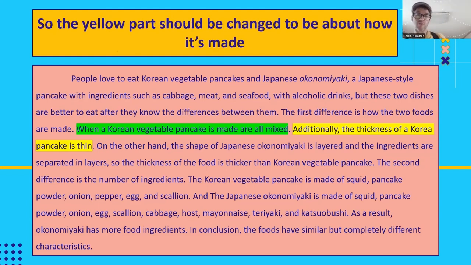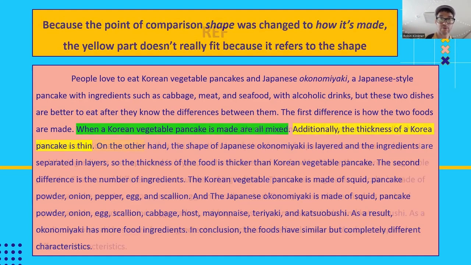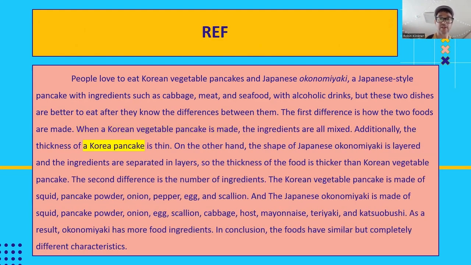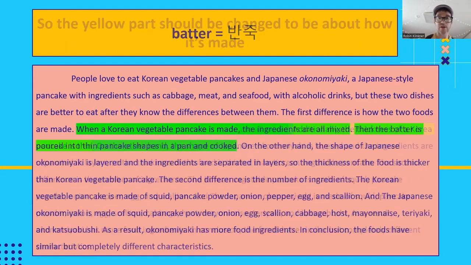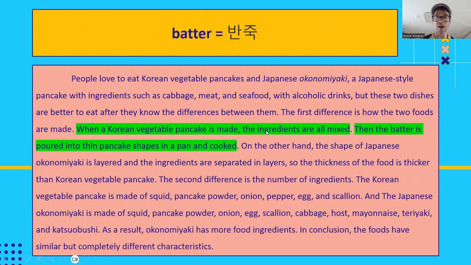So let's continue the green part. When a Korean vegetable pancake is made, oops, I accidentally deleted the ingredients. The ingredients are all mixed. Okay, first I don't know what happened there. Okay, but when a Korean vegetable pancake is made, the ingredients are all mixed. Then the batter is banjuk. The batter is poured into thin pancake shapes in a pan and cooked.